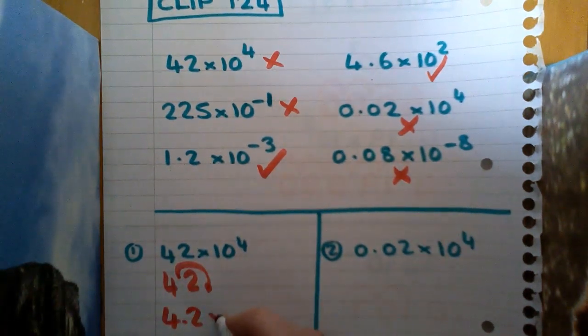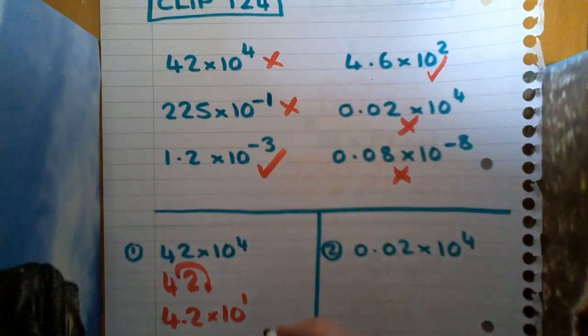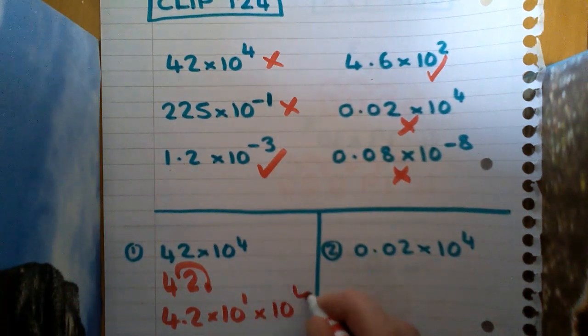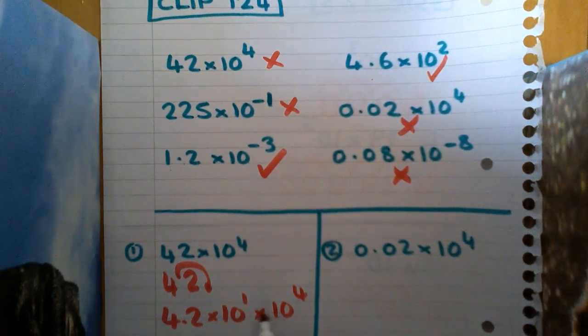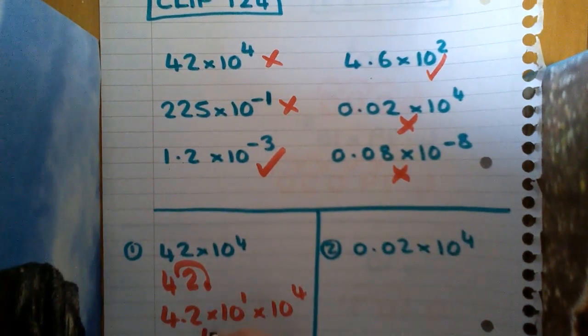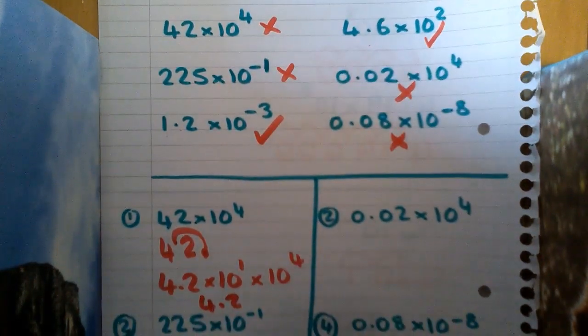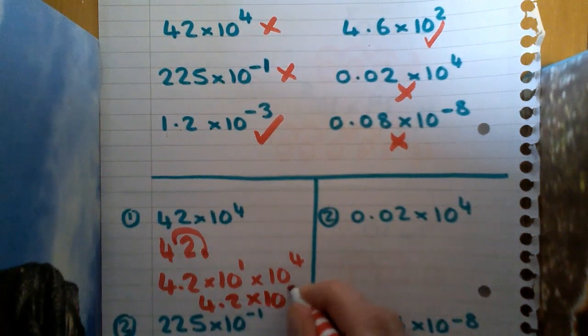So that would be times 10 to the power 1. Okay, but I already have that times 10 to the power 4 there. So when I want to multiply indices together, remember I add the indices. So my answer would be 4.2 times 10 to the power 5.